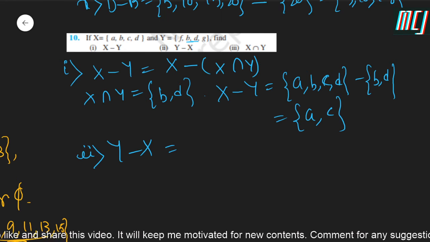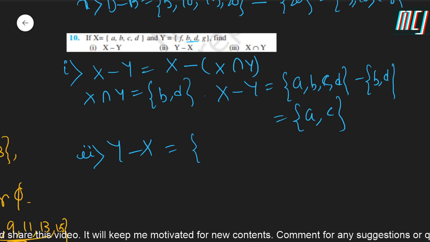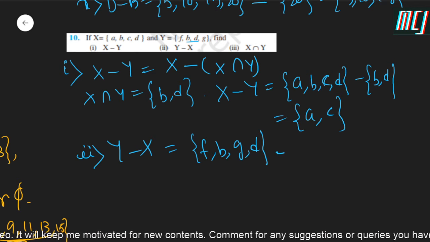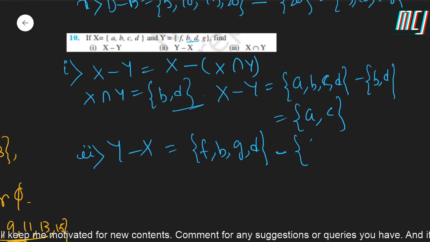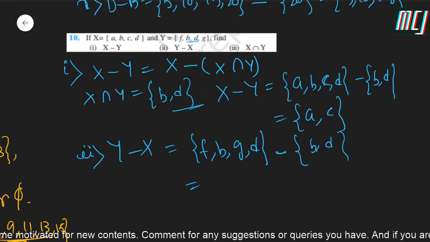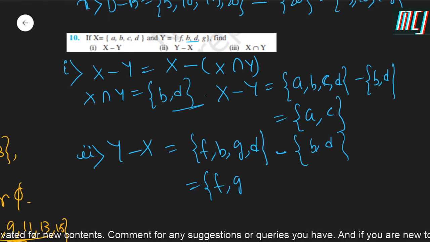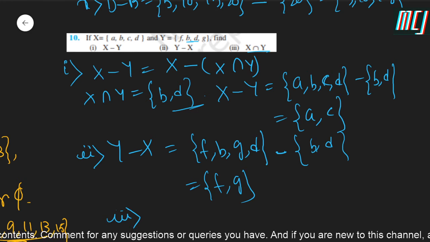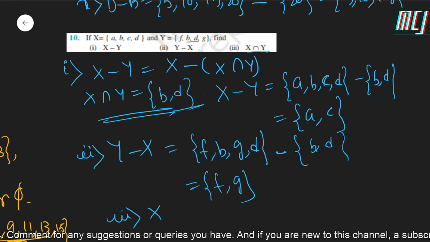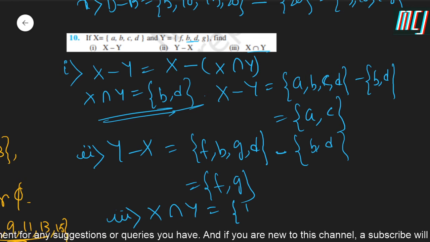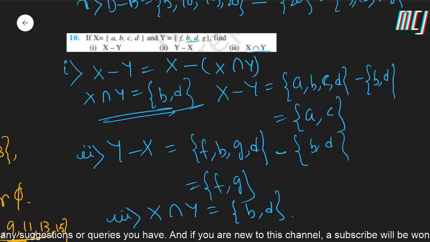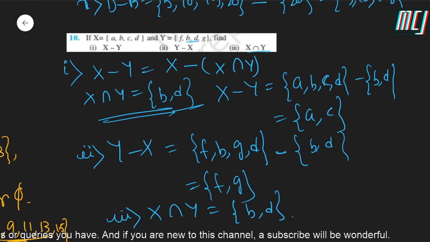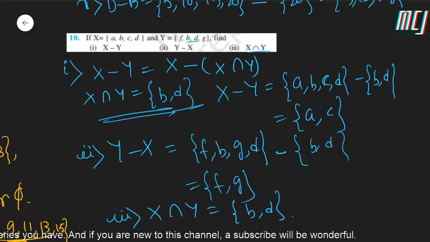Y minus X, this will be again E, F, B, D, sorry, F, G, B, D minus X intersection Y, that is B comma D. So again it will be F comma G. Now see the third one, X intersection Y. Already found, X intersection Y is equal to B comma D. Okay, clear? I hope it's clear to everyone.